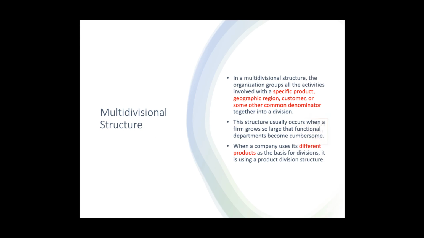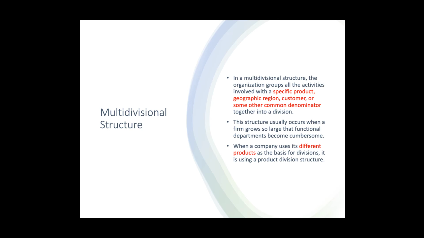So let's move on. Another way of grouping together is not by economic function, but in terms of a multi-divisional structure. And you can see in the first bullet point, we define the multi-divisional structure as an organization grouping all the activities involved with a specific product, or a specific geographic region, or a specific type of customer, or some other external common denominator. Not economic function, but perhaps where they serve, or who they serve, or what products they make. Some other common denominator becomes the thing that they all share in common.